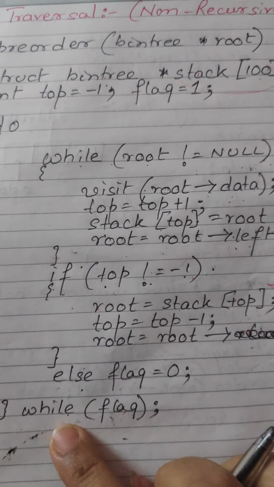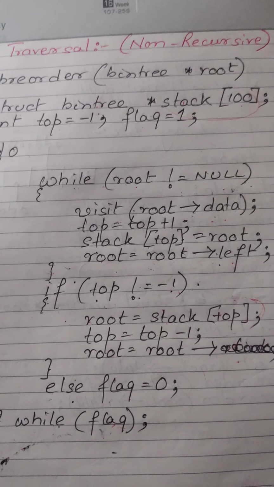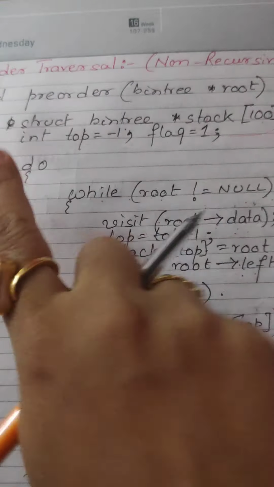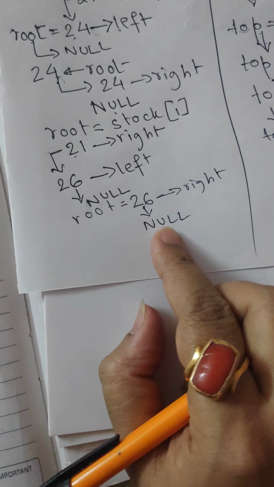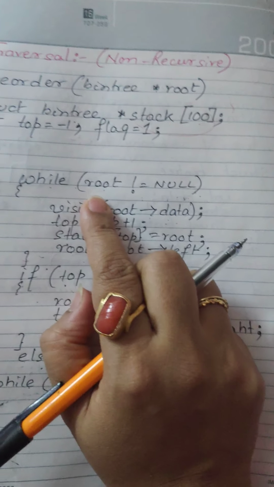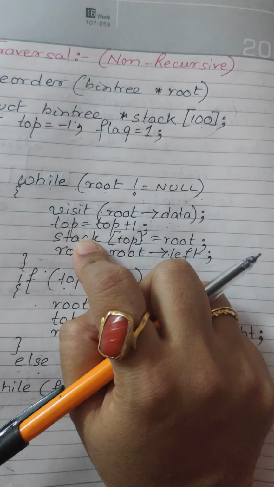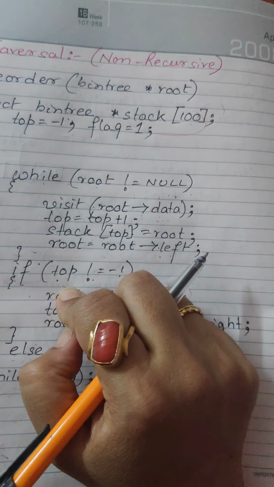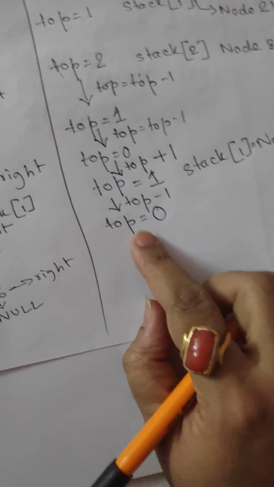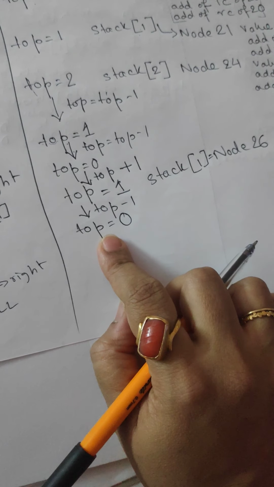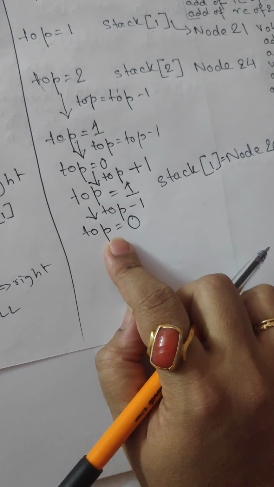You come to while 1 again, flag has not changed anywhere. So while 1 is always true. You go back to the do loop, you enter while root not equals to null. But current value of root is null because 26 right is null. So this while loop is not performed. You come to the if condition. If top not equals to -1. So let's see what is the current value of top. Current value of top is 0. So it is not equals to -1.